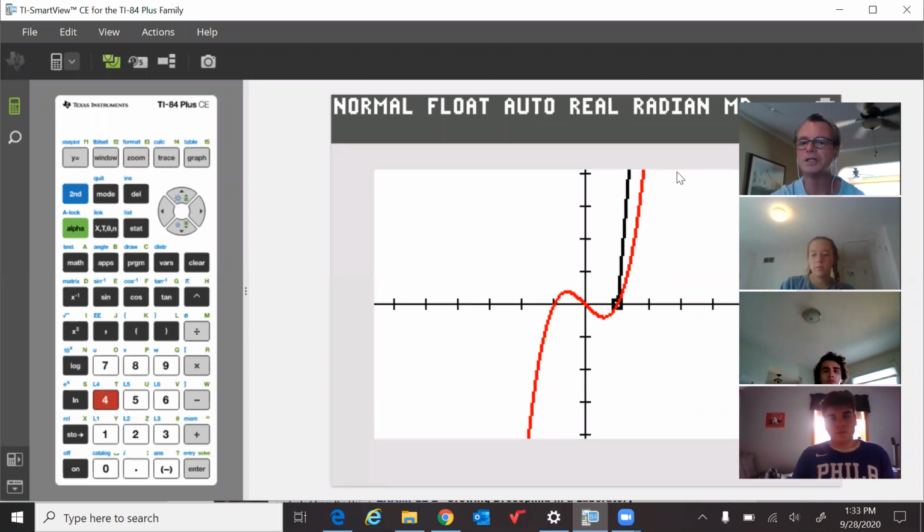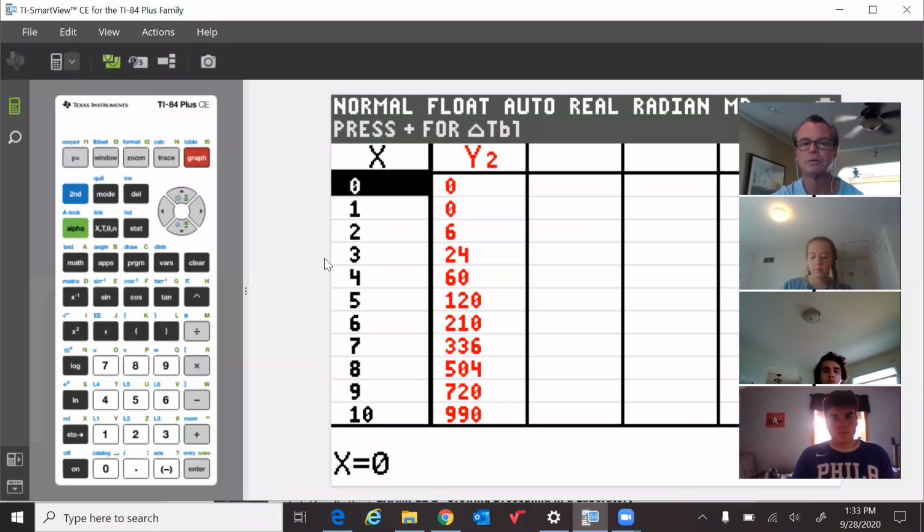So all you're doing is this, the difference of the y's over the difference of the x's. 24 take away 0 over 3 take away 0. I'm sorry, 3 take away 1. And you would have 24 over 2, which is 12. That's the slope of that black line. That's the average change for that curve on that specific interval. Okay?